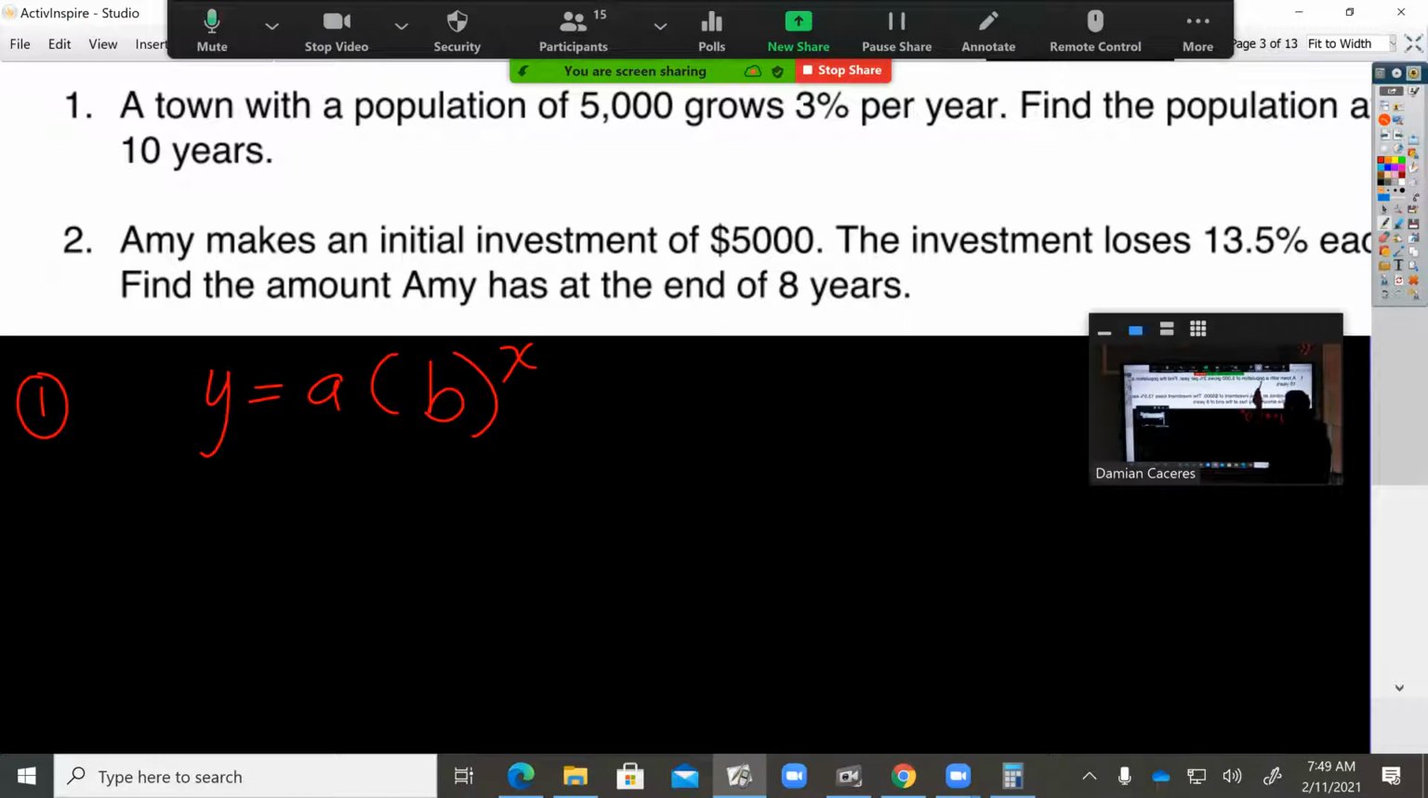So, a town with a population of 5,000. I stop right there because it says the population is 5,000, which is your starting point.